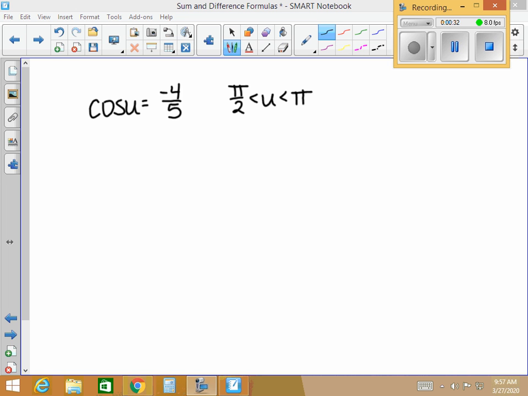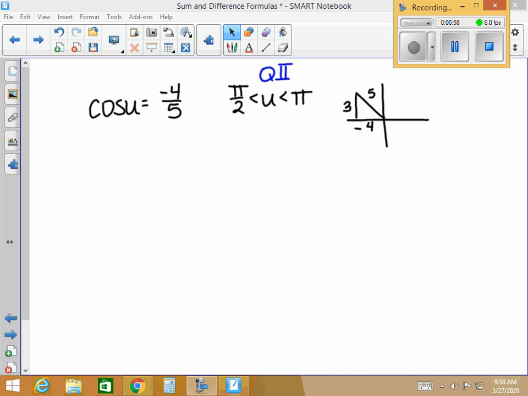So let's assume we're told that the cosine of u is negative 4/5, and this piece here tells us that u is in quadrant 2. So before I'm even told what I'm trying to find, I should probably draw a picture of what that says. The cosine is the adjacent over the hypotenuse, and the hypotenuse has to be positive, so that means the negative 4 is the one that's negative there. Okay, here's my angle u. So maybe I'm asked, I've done a whole lot of sines, so let's find the cosine of 2u.